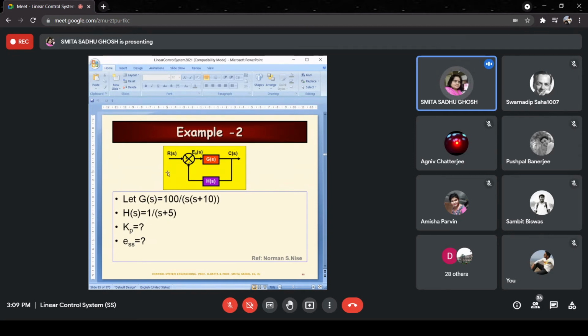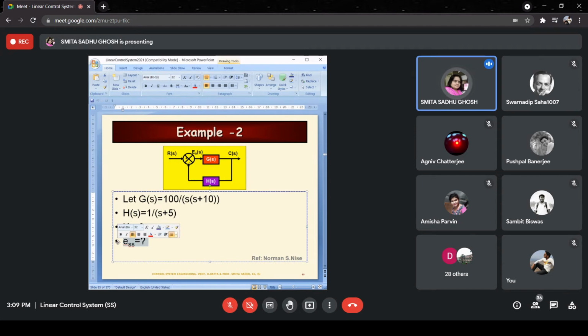In that block diagram, it is also mentioned that G(s), the forward path transfer function, is given as 100 by s into (s plus 10). And H(s), which is of course non-unity, is specified to be equal to 1 by (s plus 5). So the feedback path block has 1 by s plus 5. Now, the question asks you to find the value of the position error constant and the corresponding steady state error.